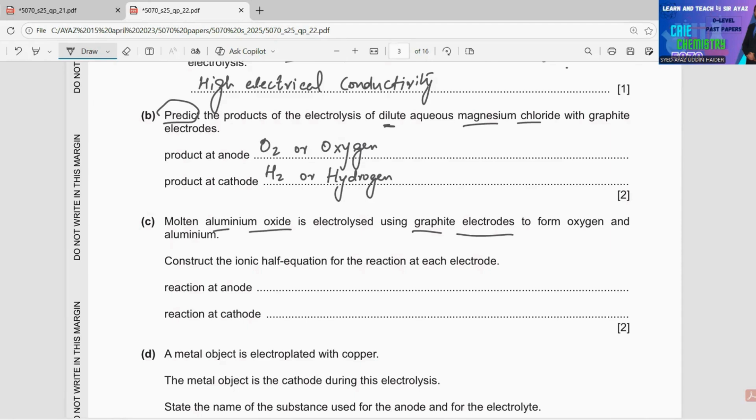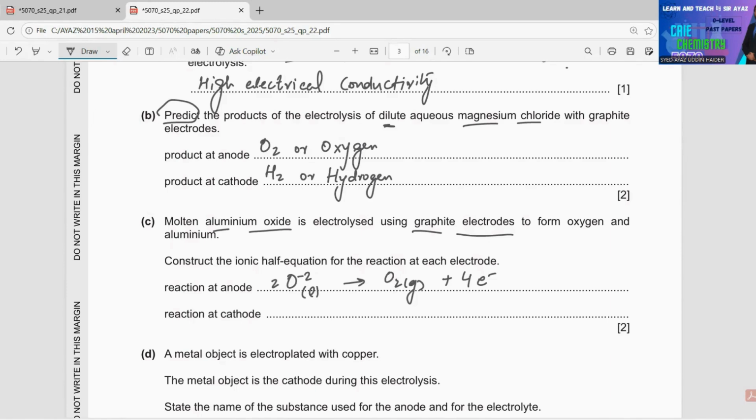It is oxidation, that is loss of electrons. So O2- in the molten state will lose electrons. You know that oxygen exists in the diatomic state, that's O2, and it must be in the gas state. Plus, there will be loss of electrons. Let's balance the equation: 2 multiplied by 2 is 4. So 4 moles of electrons will be lost at the anode.